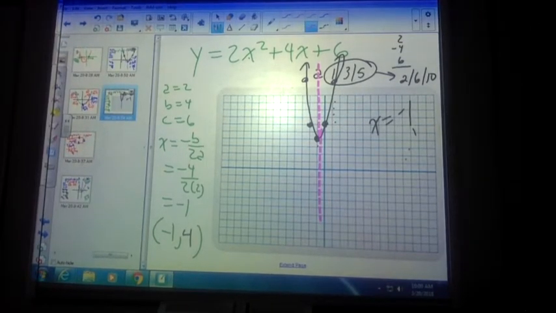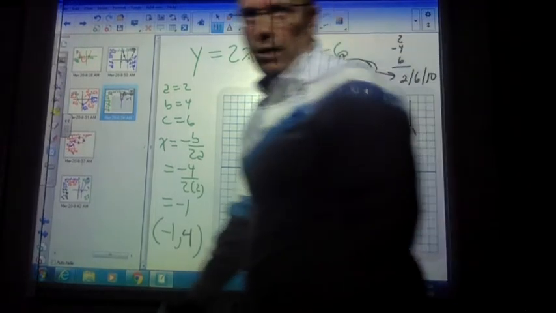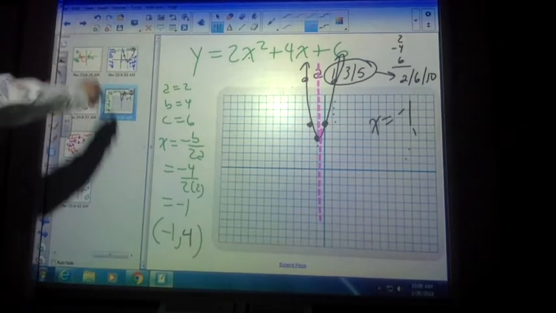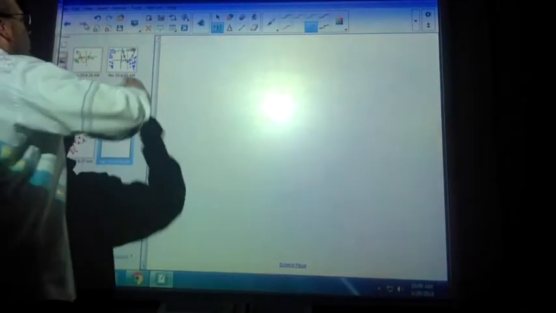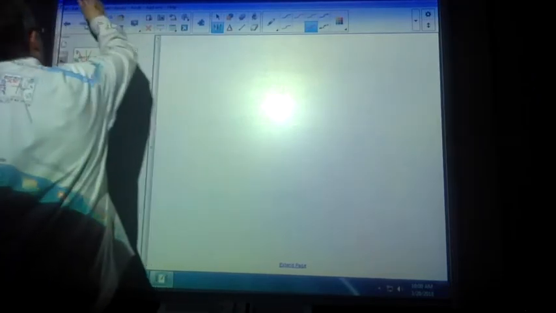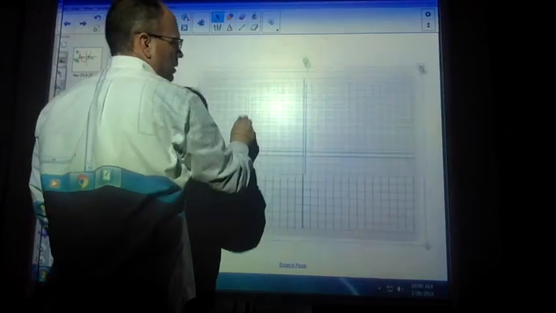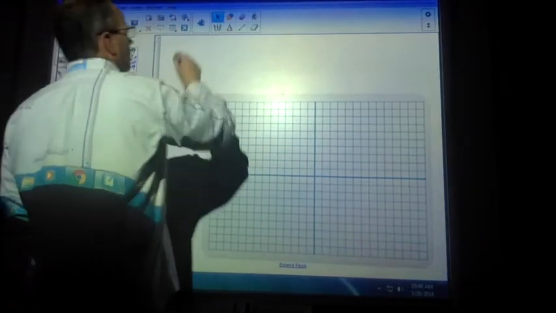Oh, you want to know about the negative numbers. Thank you for asking. We're going to talk about that right now. All right. Let's go back to the very first page. Still with me? Go back to that first page. Let's go back to that first page.